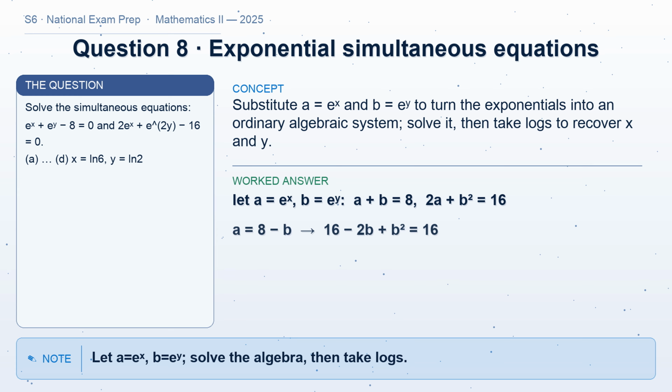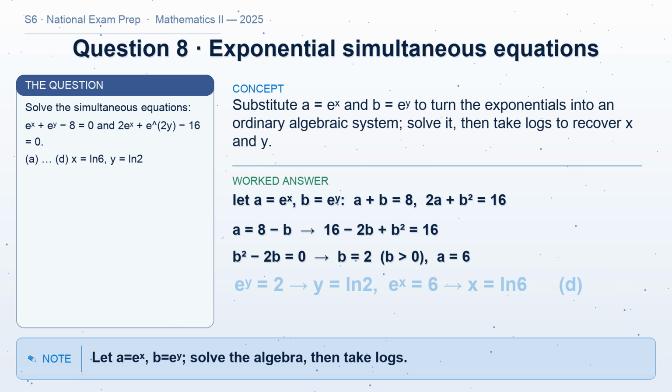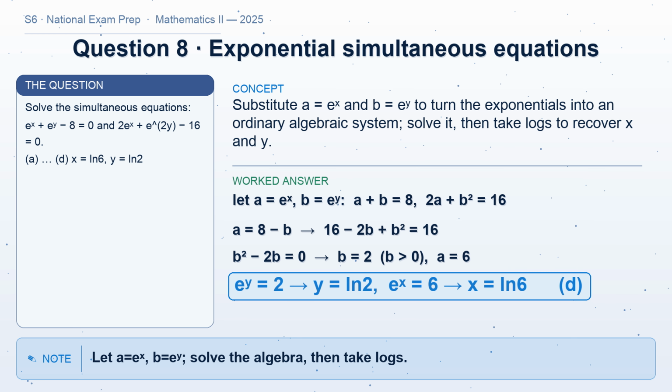From the first, a equals 8 minus b. Substituting into the second gives 16 minus 2b plus b squared equals 16. This simplifies to b squared minus 2b equals 0, so b is 0 or 2. Since b must be positive, b is 2, and then a is 6. Finally, e to the power y equals 2 gives y equals natural log of 2, and e to the power x equals 6 gives x equals natural log of 6, option D.